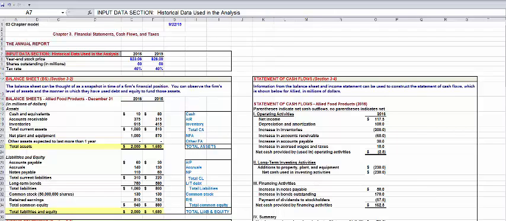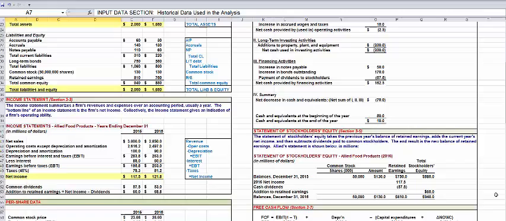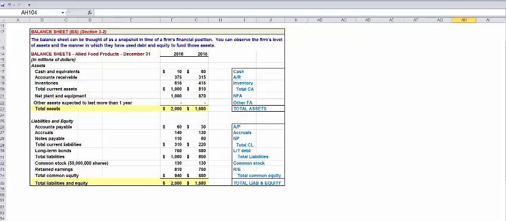This tab has the full set of data. The input data up there at the top, the balance sheet, scrolling down, statement of cash flows, the income statement, statement of stockholders' equity, per share data, and the calculations for free cash flow. So first off, let's look at the balance sheet. This is not an accounting class, but you should be comfortable with the basics of a simple balance sheet.